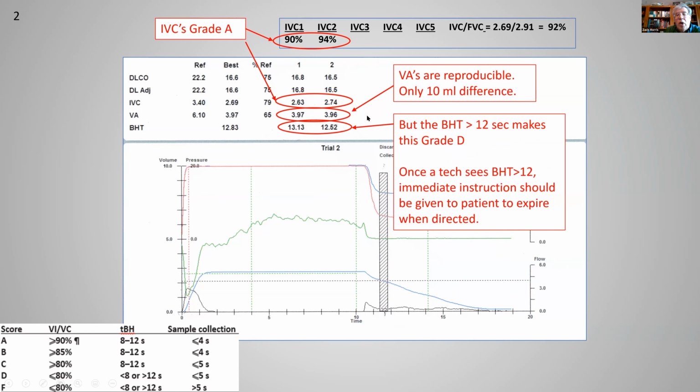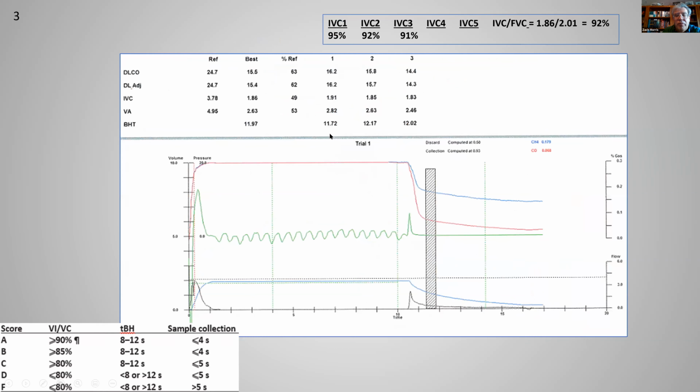But I hope you noticed here right away that the breath hold times are greater than 12 seconds. That makes both of these automatically a grade D test, okay? Even if everything else is grade A, this by itself makes it a grade D. Once a tech sees this number to begin with, they should immediately instruct the patient, hey, listen, when I tell you to blow out, blow out. Don't hold your breath longer. This could have been a grade A test if, even with one effort, they got the patient to just start blowing out when told to, instead of continuing to hold their breath.